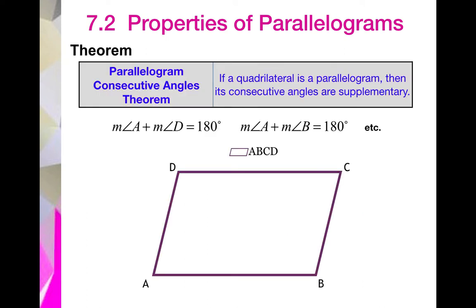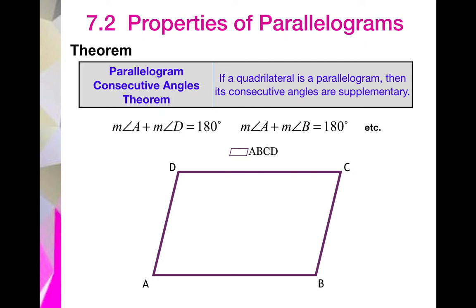Continuing on, there's the parallelogram consecutive angles theorem. So consecutive angles are supplementary. So if a quadrilateral is a parallelogram, then consecutive angles are supplementary. And we could say angles like D and C are consecutive, so they're going to be supplementary. Therefore, when you add them together, they add up to 180 degrees.